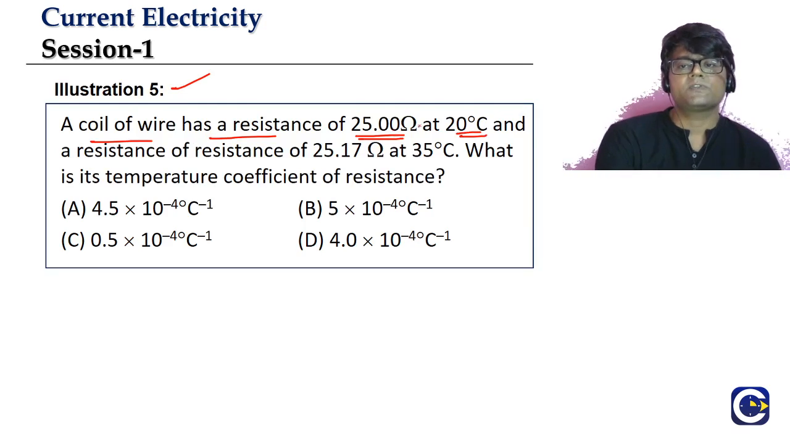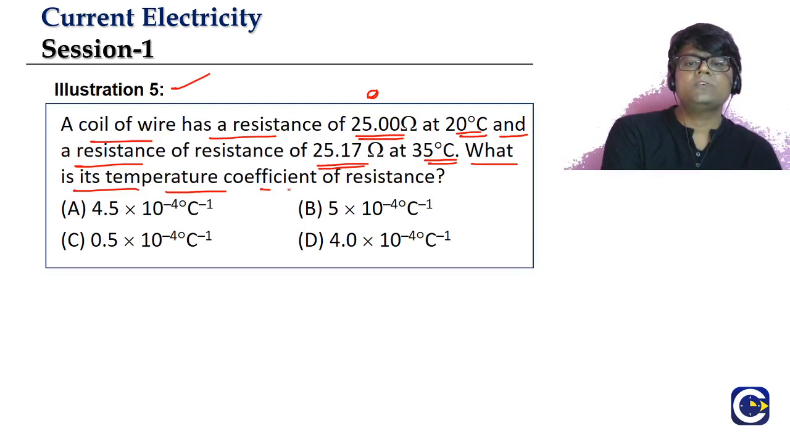25.00 ohms. And a resistance of 25.17 ohm at 35 degrees centigrade. At 20 degrees centigrade, what is the resistance value, guys? 25. At 35, what is the resistance value? 25.17. What is its temperature coefficient of resistance? We need to find the alpha value.